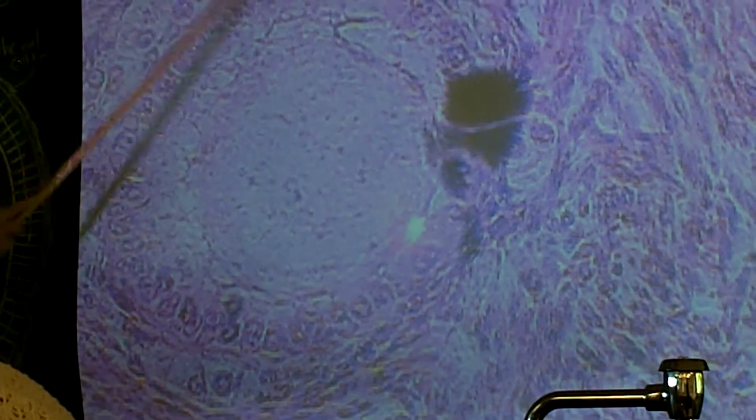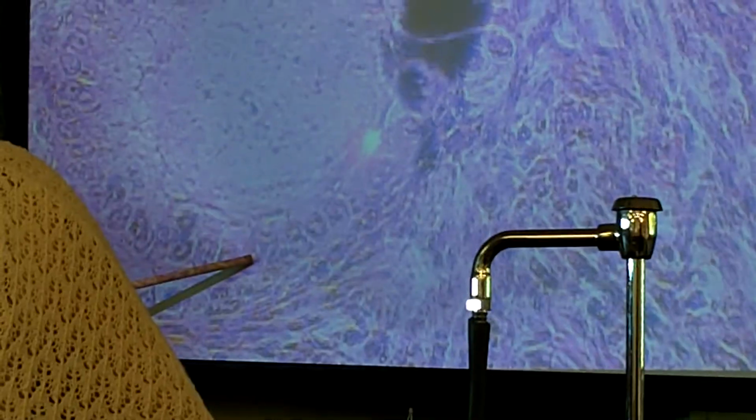And then notice just outside you have all these random cells. Those are going to be thecal cells. So we can put the pointer there for thecal cells versus granulosa cells, or here for the oocyte. Let's look around. Let's see if we can find a better primary. That's not very clear. Let's go back to low power. See what we can find.